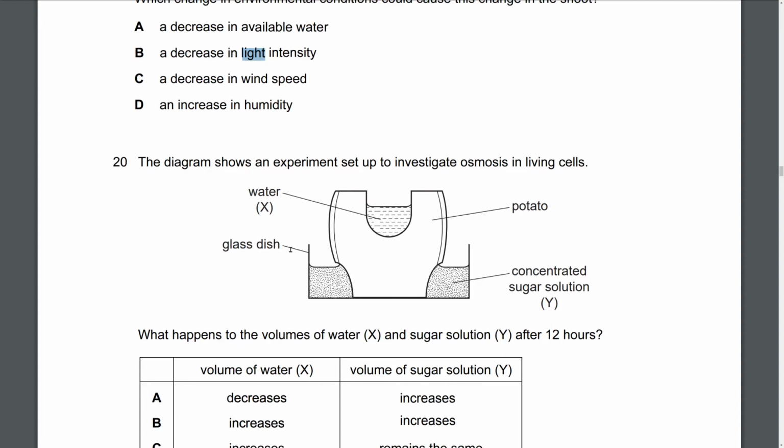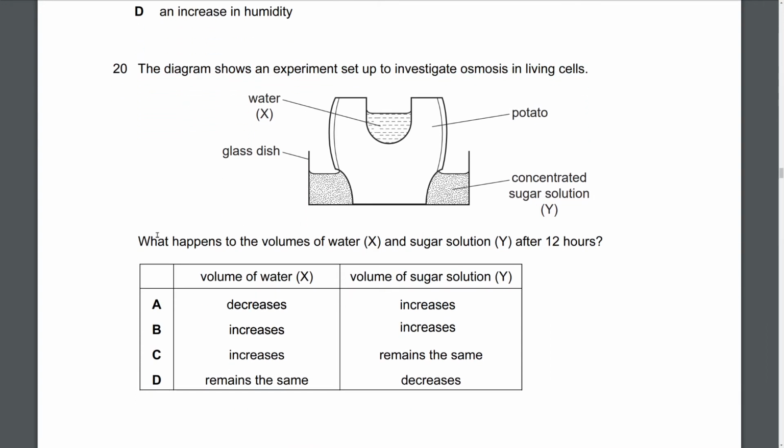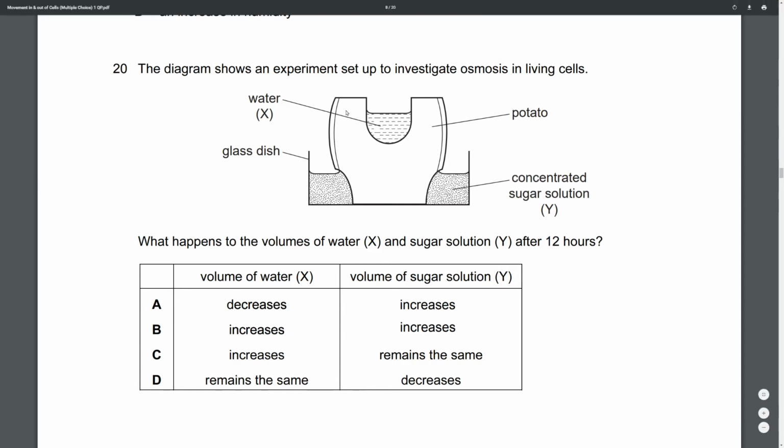Alright, next we have a diagram, and this one tends to come up in exams a lot. The diagram shows an experiment set up to investigate osmosis in living cells. What happens to the volumes of water X and sugar solution Y after 12 hours? The water X moves from a region of high concentration to low, so it will move out and its volume will decrease as it goes into the potato. And the volume of sugar solution will go in and start filling this up, so it will increase. No, ignore what I just said.